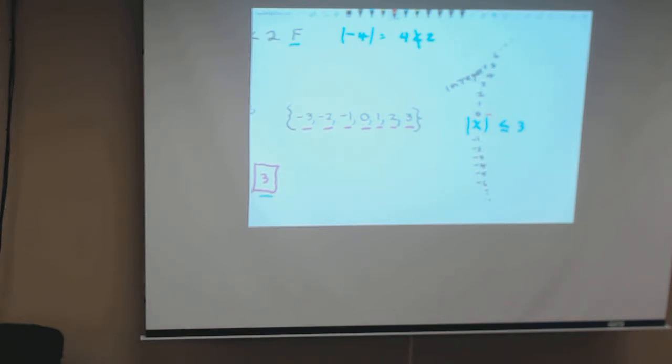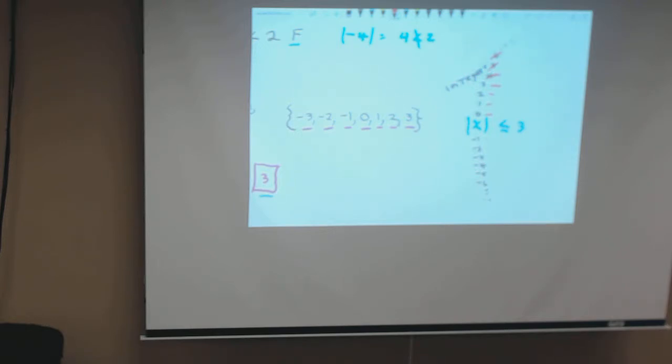Is the absolute value of 1 less than or equal to 3? Yes, so that's a good one. Is the absolute value of 2 less than or equal to 3? Yes. Is the absolute value of 3 less than or equal to 3? It's not less than 3, but it's what? Equal to, so that works. What about 4? Is the absolute value of 4 less than or equal to 3? Nope. So you mark it out. What about 5? Gone, and all the rest of them are gone. You follow what's happening? I just make a list of these integers and check them out.